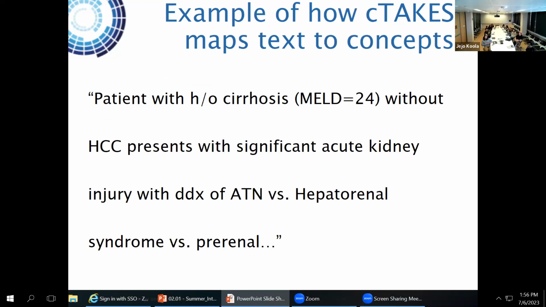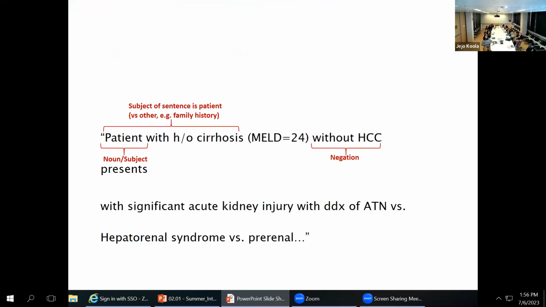So here is narrative text that may be in the subjective section or the HPI like we talked about, you know, doctors writing something about this, and obviously there's a lot of jargon here. The important thing is that the computer system, like I said, is going through and mapping individual parts.